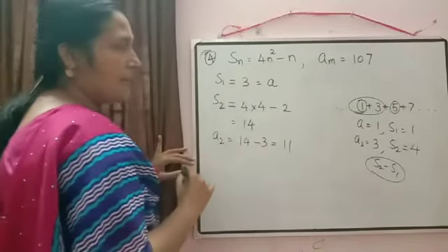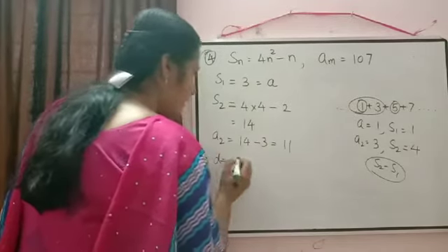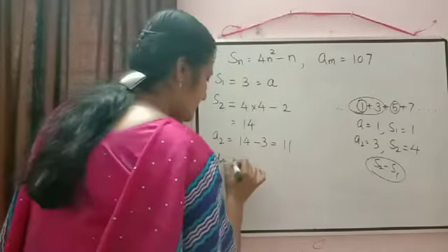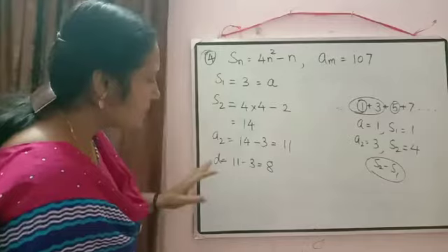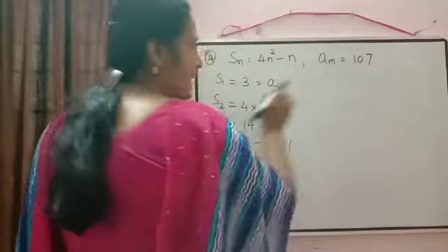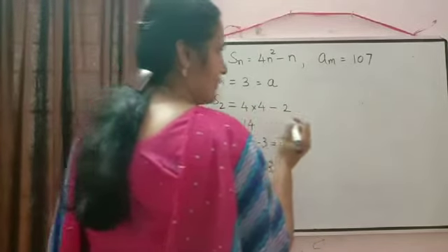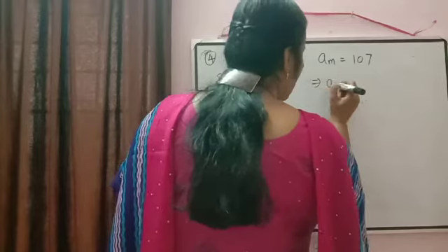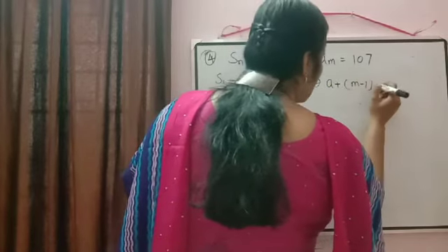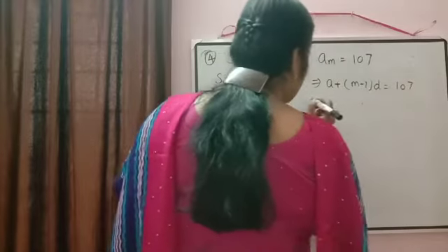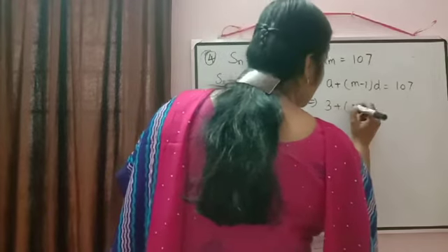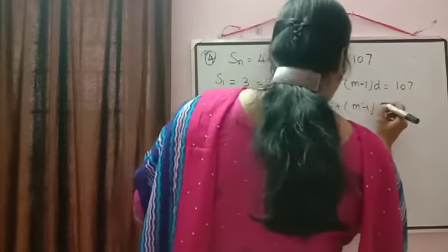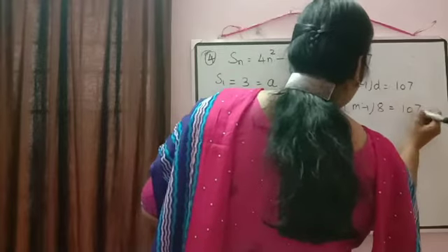And the first term of the AP is 3. So what will be the common difference? Yes, second term minus first term. 11 minus 3 is equal to 8. So we got the first term and common difference of the AP. Now we can use this information. A_M is equal to 107 is given. So according to the formula, A_M means A plus (M minus 1) into D is equal to 107. Now just substitute the value. A is equal to 3, D is equal to 8. So 3 plus (M minus 1) into 8 is equal to 107.